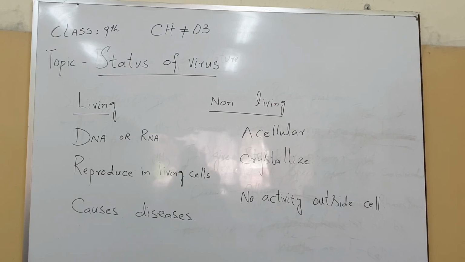Along with viruses, some other entities like prions and viroids are also present in nature. Prions are composed only of protein, while viroids consist of only DNA or RNA, but they can show the characteristics of living organisms.